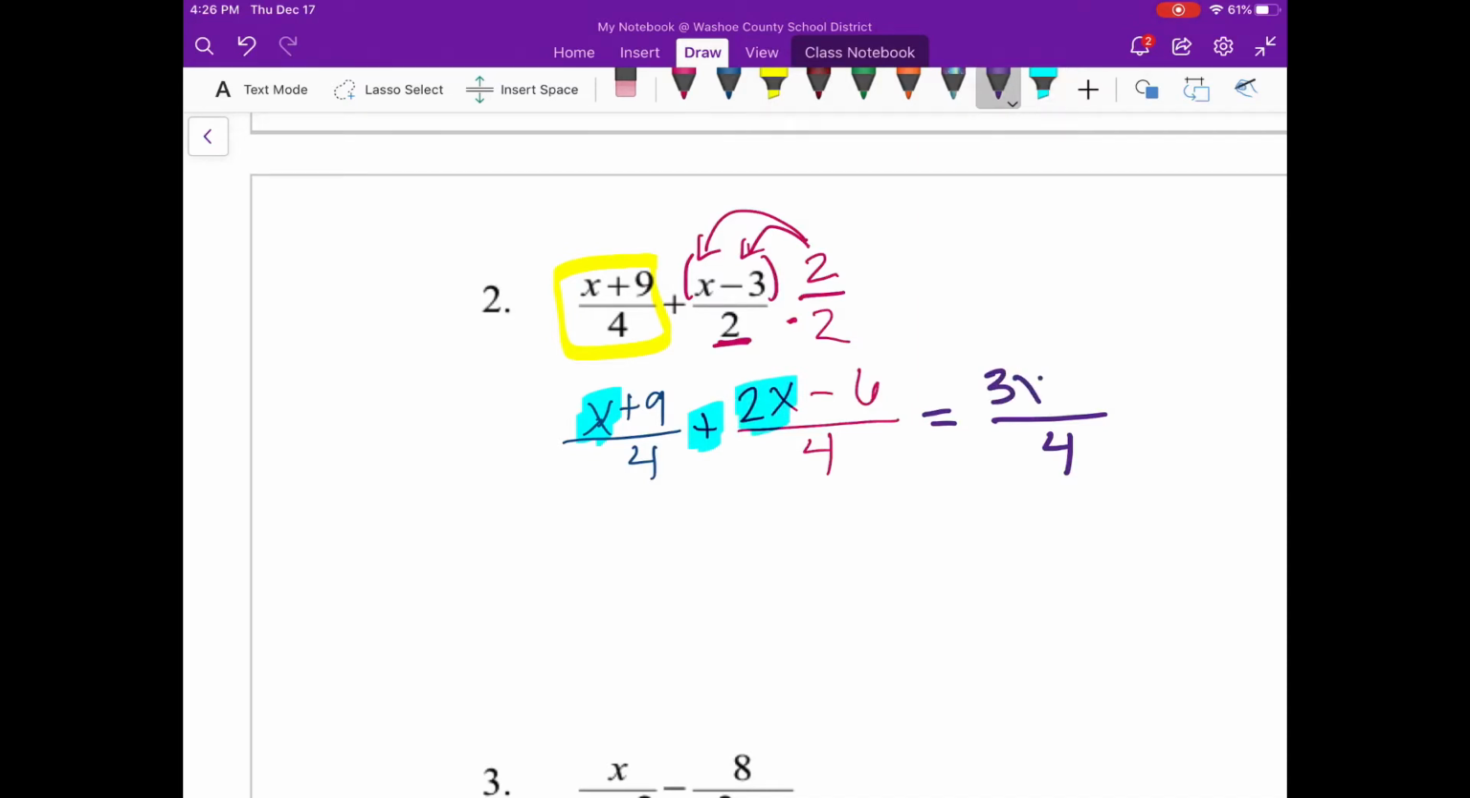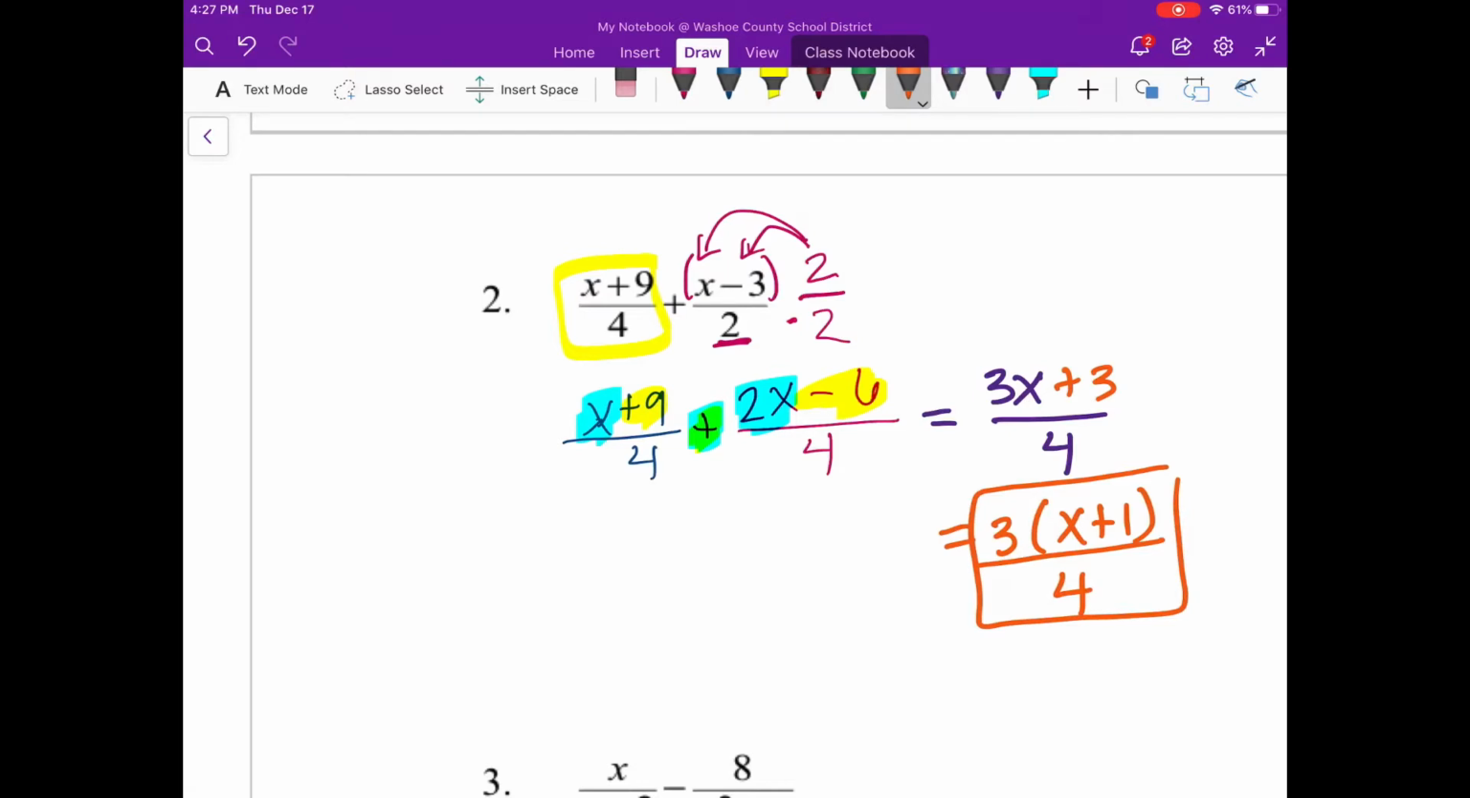So I have an x plus a 2x gives me a 3x. And then I have a 9 plus a minus 6 gives me a plus 3. Again, you want to go through and make sure you can factor it out in case you have anything in common that will cancel out. And in this case, my answer comes out to this. So no need to change that at all anymore.